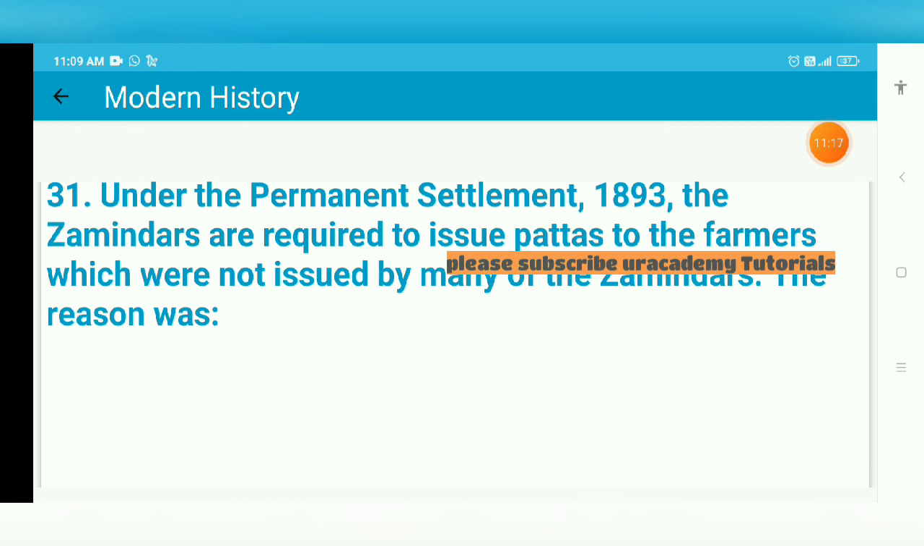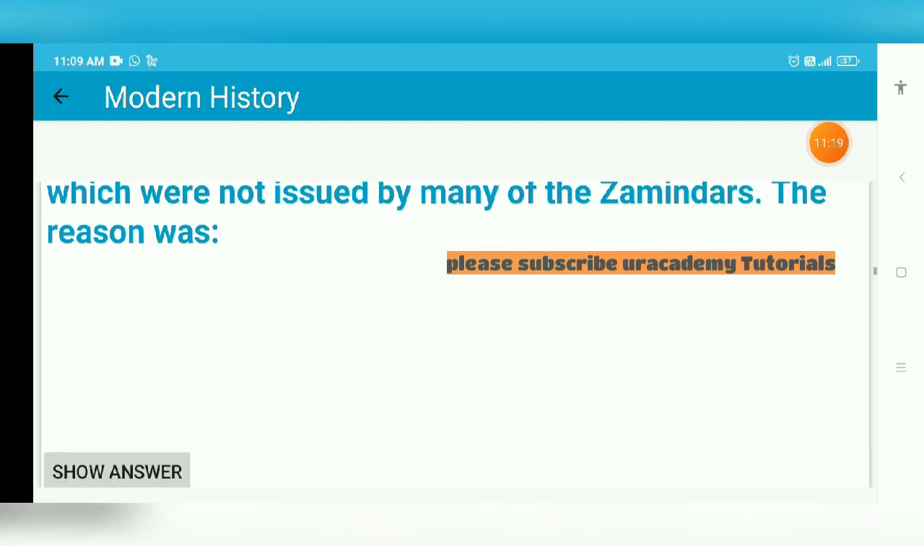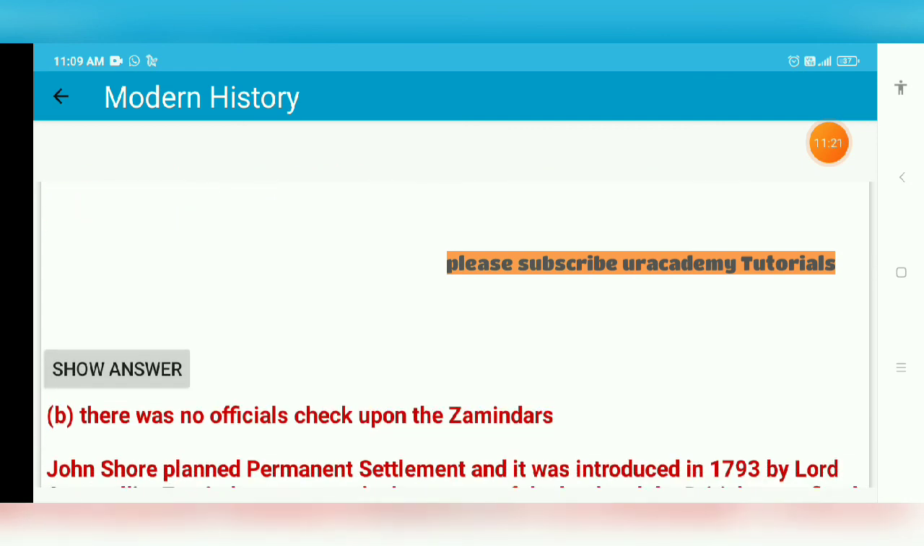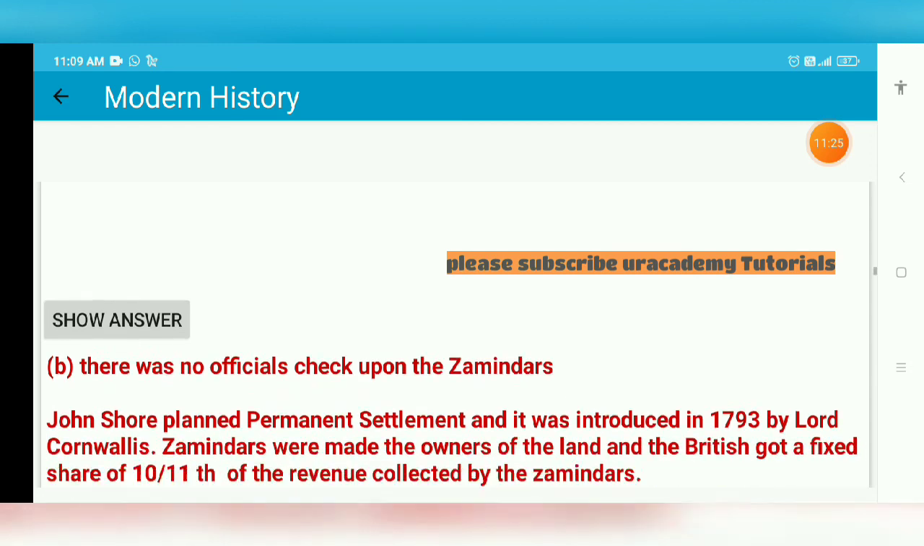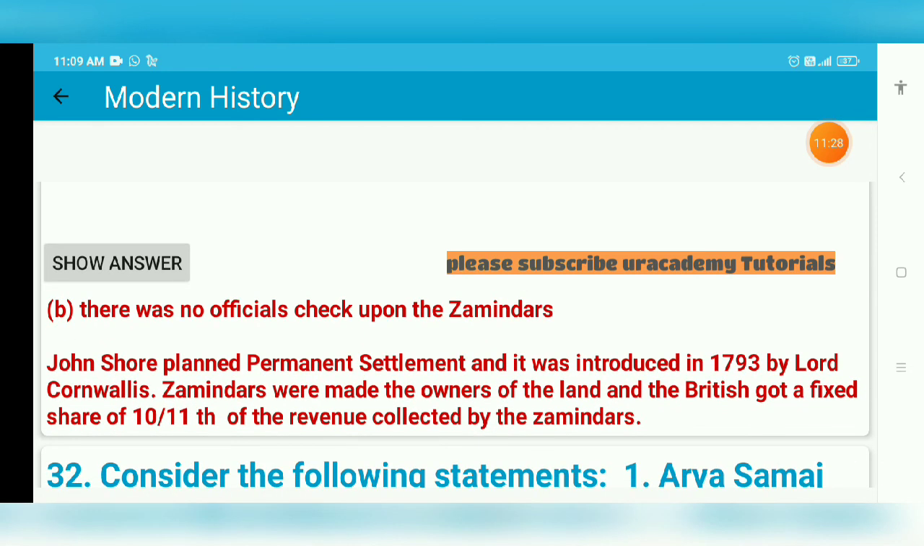So why did they not issue the pattas? Because zamindars did not want to issue these pattas. There was no official checkup because no one was looking at the work of the zamindars. Another important thing is who introduced this permanent settlement. It was John Shore who planned this settlement and it was introduced by Lord Cornwallis. So the brainchild behind this permanent settlement was John Shore, and who introduced it? Cornwallis, who was the Governor General at that time. We know zamindars were made owners of the land.